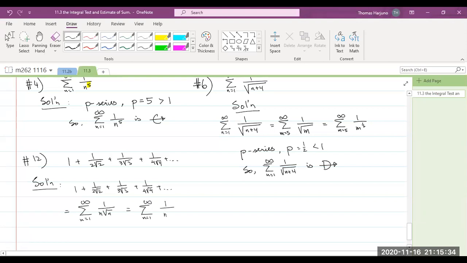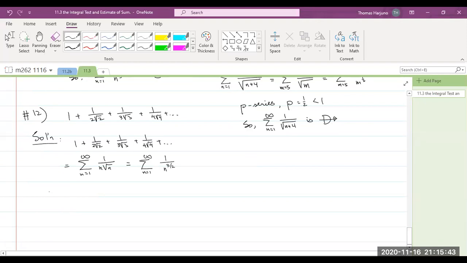But this is equal to the infinite series of 1 over n to the power of 3 halves. Now, make sure you give the argument, the reasoning. This is a P series. What is the P? 3 halves, which is greater than 1. So, according to the P series test, this series is convergent.